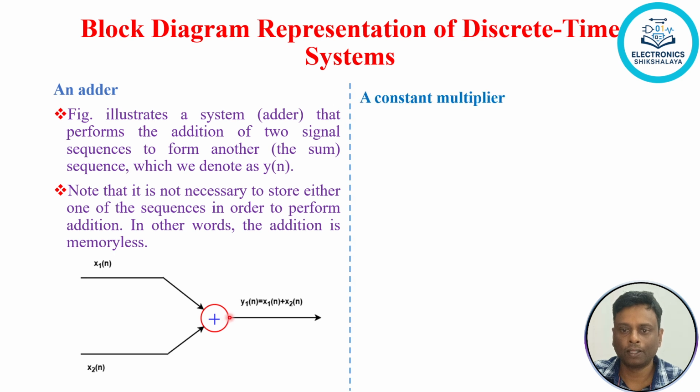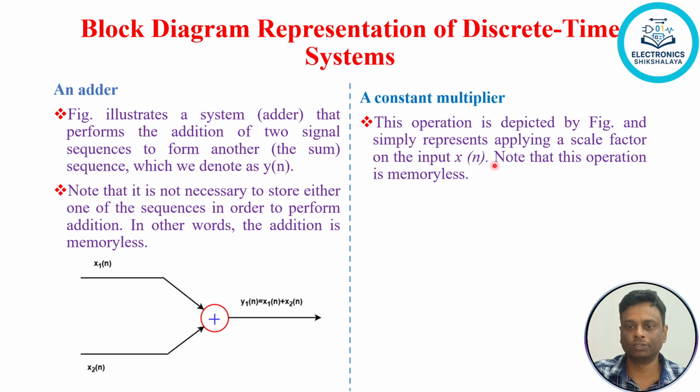Okay, similarly, the constant multiplier. The constant multiplier means that x of n will be multiplied by a scale factor. So x of n will be multiplied by some constant, and that constant is known as a scale factor. So this operation is also memoryless.